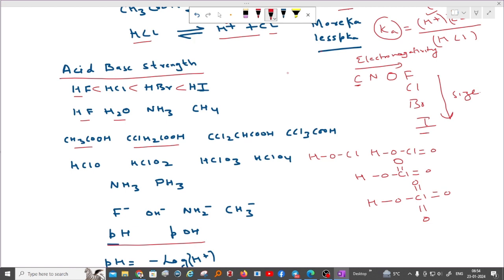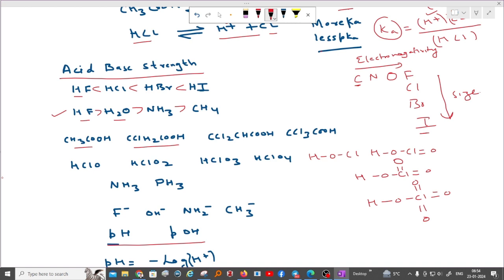Now compare the acidic strength of HF, H2O, NH3 and CH4. Here we can see that fluorine is the most electronegative and carbon is the least electronegative. So obviously fluorine can take the electron pair from the hydrogen atom and then easily give the hydrogen ion, so it is more acidic. Then comes the water, then comes the ammonia, and then comes the methane. Okay, so if such an arrangement is there for any acids, then we can use this rule.